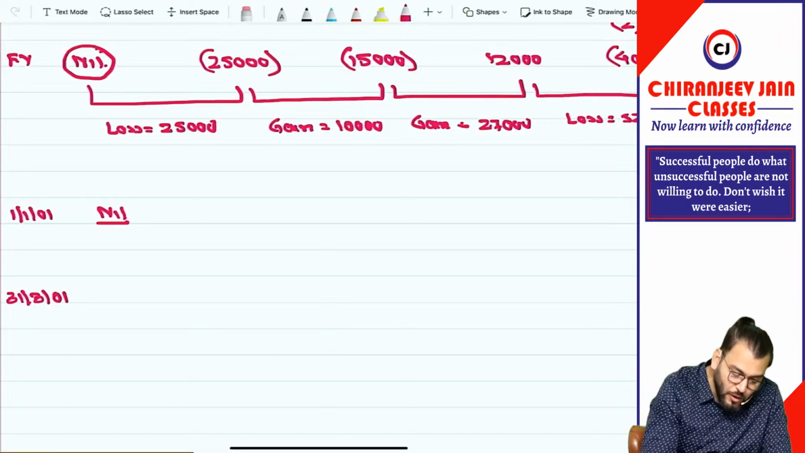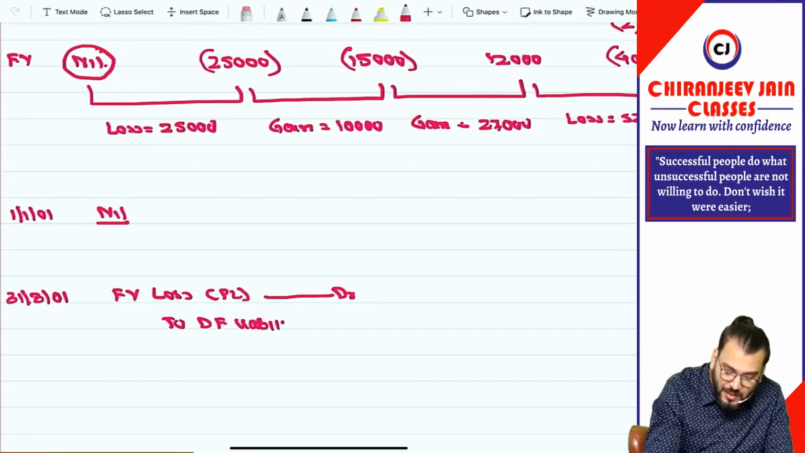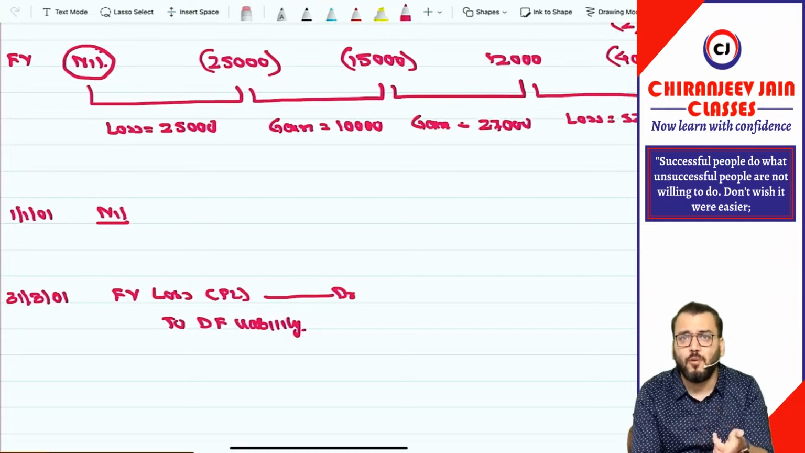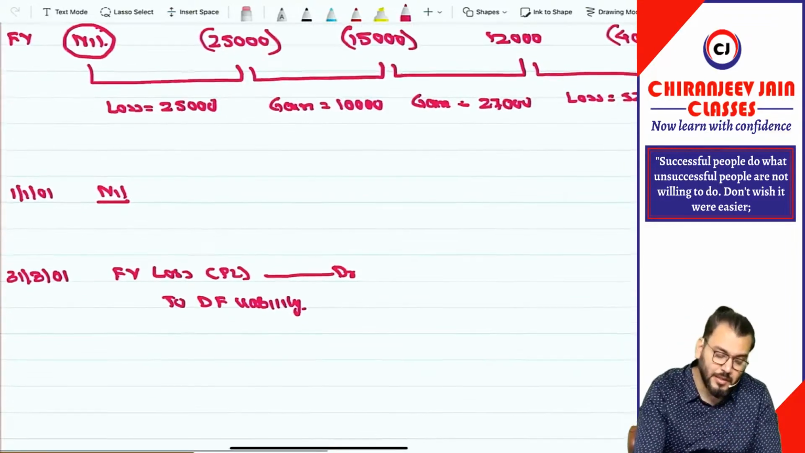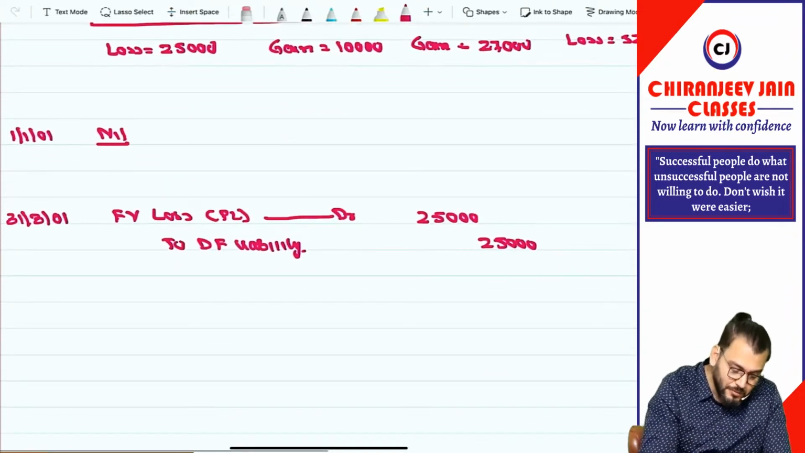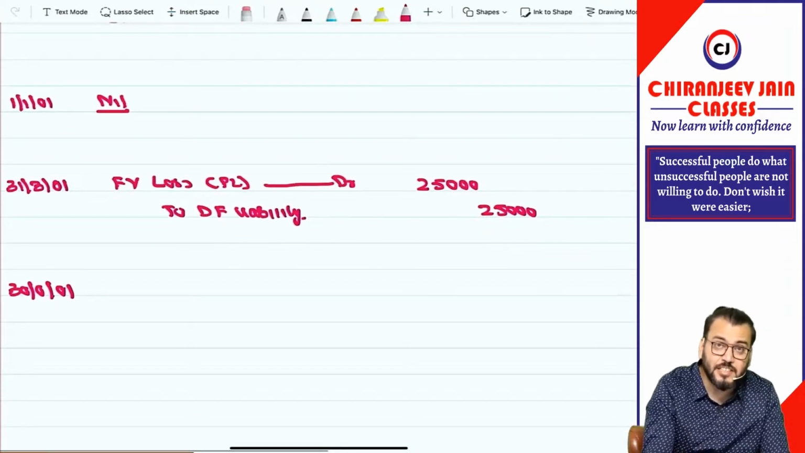What journal entry? There is a loss. We will pass the journal entry: fair value loss account debit, which will be transferred to PL, to derivative financial liability. You can also simply say financial liability. I am writing derivative to inform you that this is a derivative topic. The loss is 25,000 and the liability is also 25,000 as on this date.